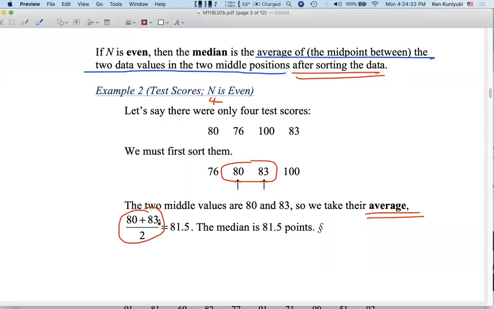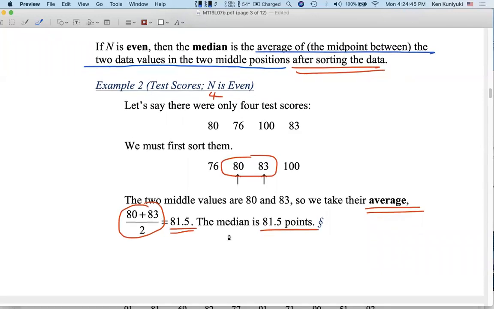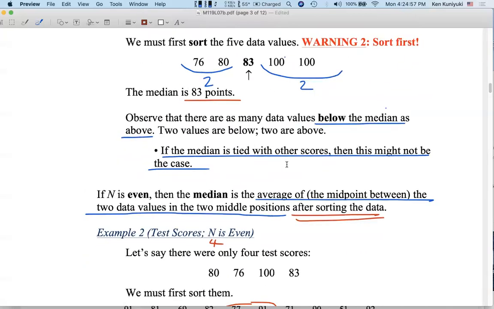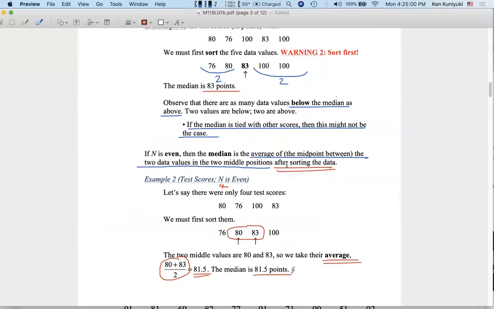So we add the 80 and the 83, process the sum before you divide by 2. We take the sum, divide by 2, and we get 81.5 points. Don't forget your unit. So the median is 81.5 points, which again is a reasonable measure of center. Notice it's a little bit different from the 83 points we got up here. Why is the median a little bit lower? And this is going to lead up to something we're going to talk about later on. How come the median shrank? It's down to 81.5 points.